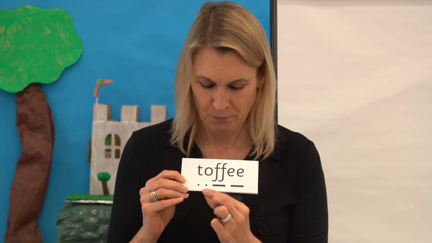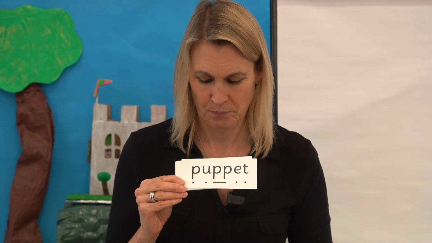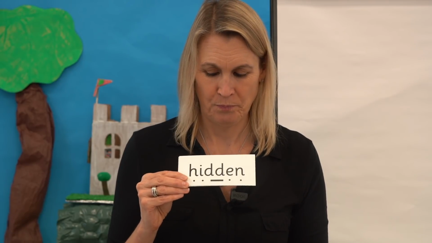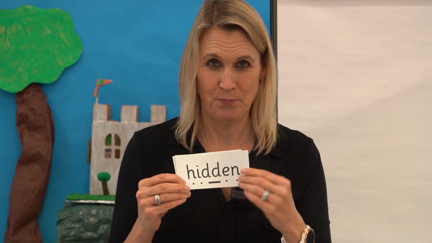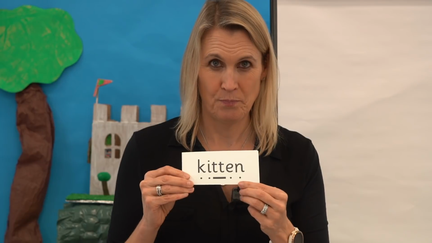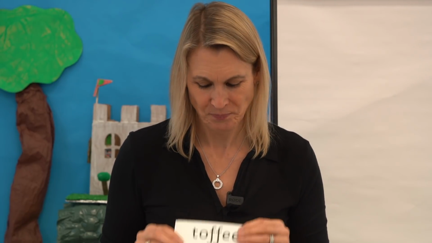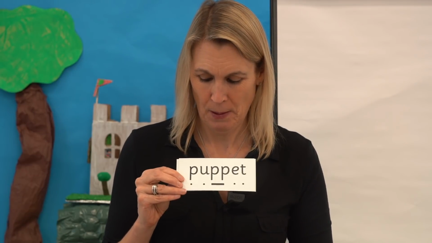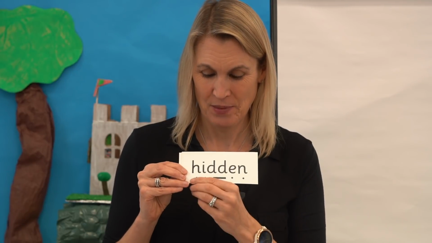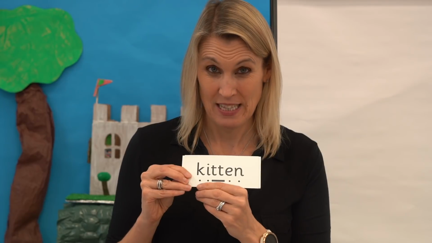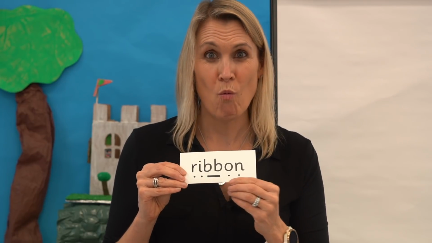Now I'm going to mix the words up so that they are in a different order. Can you read the words on the cards without sounding out? Off you go. Let's check. Read them with me. Toffee. Puppet, hidden, kitten, ribbon. Incredible! We are on fire today, children.